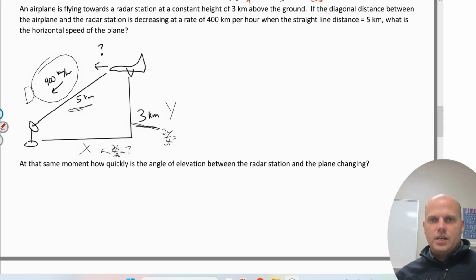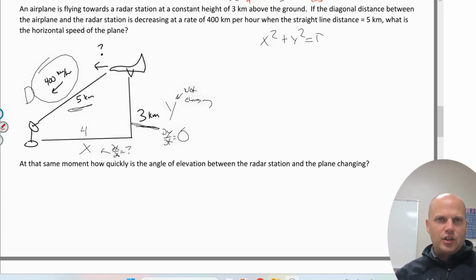dy/dt is 0 because y is not changing. Since it's not changing, its derivative is 0. So we know that this is going to be a 3, 4, 5 right triangle. We have our Pythagorean theorem to help us with that. We have the change equation of our Pythagorean theorem.